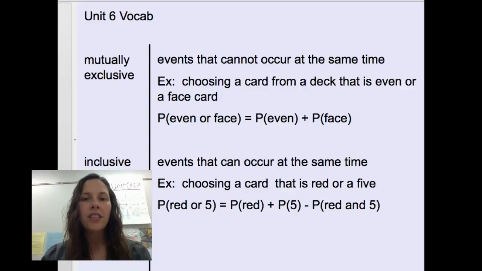For inclusive events, these are events that can happen at the same time. So for example, again, our deck of cards, if we're talking about pulling one card out of the deck that is red or 5, we can pull one card that is both red and 5. So when you add the probability of red plus the probability of 5, you counted those red 5s twice. You counted them as red cards and you counted them again as 5s. So we subtract off that double counting, and that's what we've got at the end of our formula here.